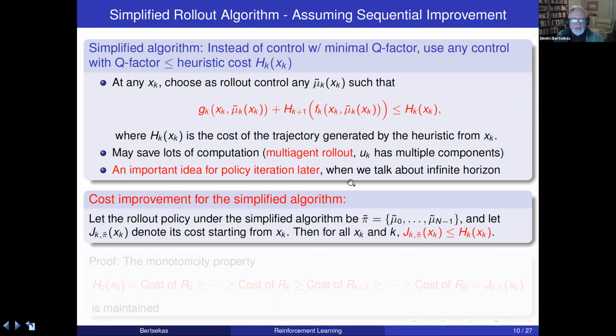Okay, there's another bullet here that says that this idea of simplification, we're going to find it in front of us later, not only in the context of multi-agent rollout, but in other contexts when we talk about infinite horizon problems. This is an idea that extends to infinite horizon. So let's go back here to this property.